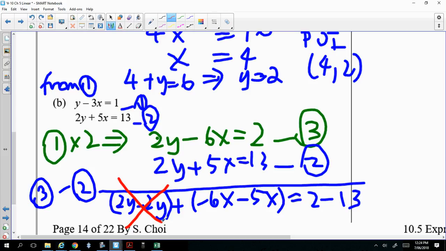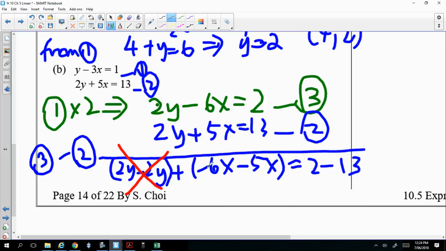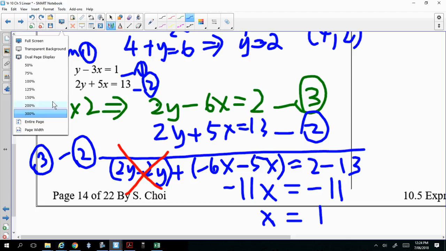Negative 6x minus 5x becomes negative 11x, equals negative 11, which will give you an integer answer, x equals 1. And then after you finish, you have to find y using either equation 1 or 2. There's space over here which you can write.